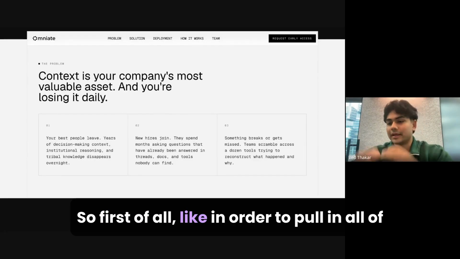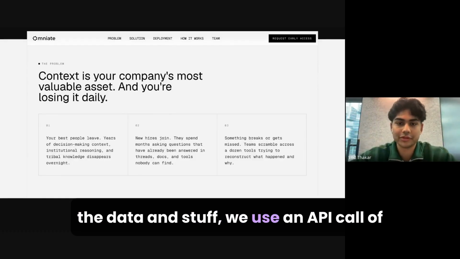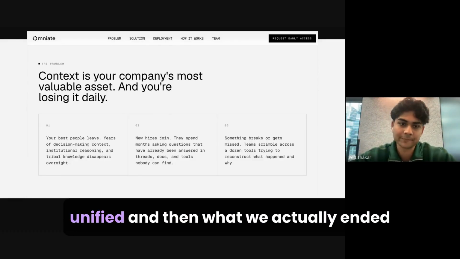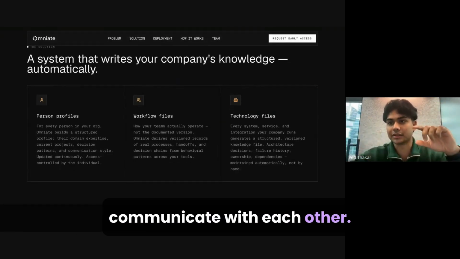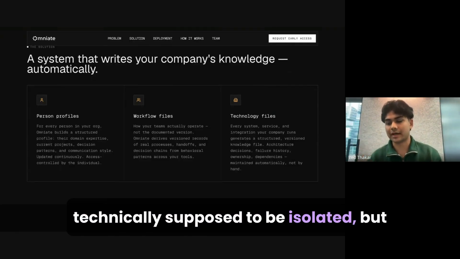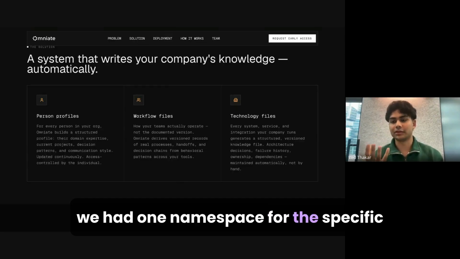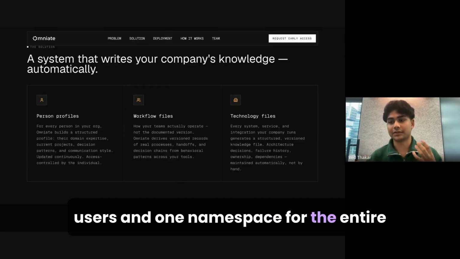So first of all, in order to pull in all of the data, we use an API call of Unified. And then what we actually ended up doing was we used the namespaces and got the namespaces to communicate with each other. We know that namespaces are technically supposed to be isolated, but we had one namespace for the specific users and one namespace for the entire company.